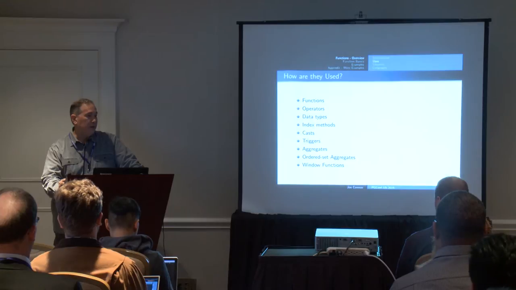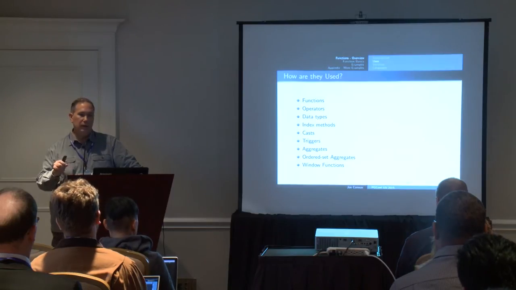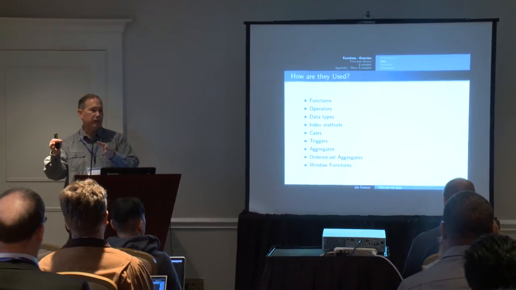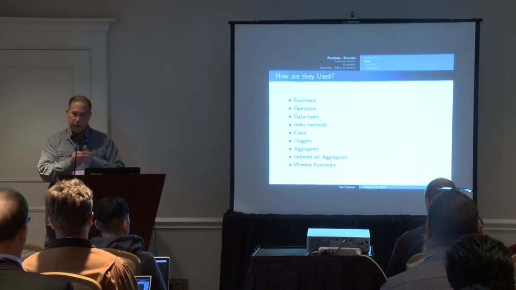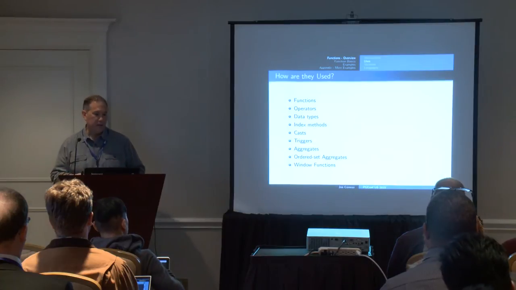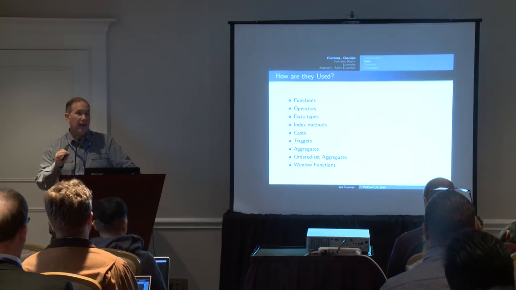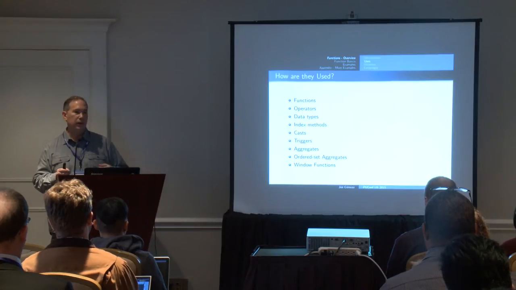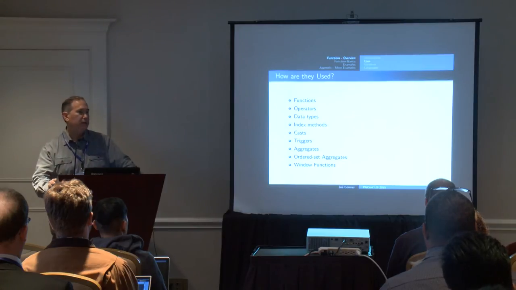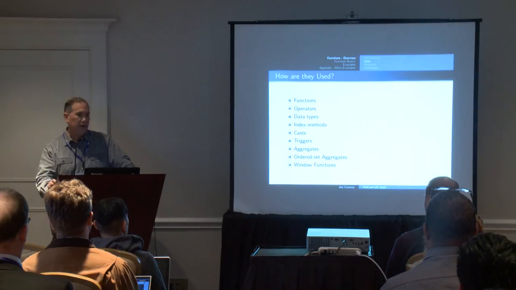Data types are all implemented with functions. There's always an in function and an out function for every data type. That will translate between the string representation or rendering of a value and the binary form in which it's stored. So a timestamp is stored as a binary value, but it's printed out in a whole variety of formats depending on how you have things configured. And so on. Index methods: every data type that can be indexed by B-tree indexes has to have a comparator function that returns -1, 0, or +1, depending on whether one argument is greater than, equal to, or less than the other argument. And so on. Triggers, aggregates, in more recent releases ordered set aggregates, and window functions are all done through functions.